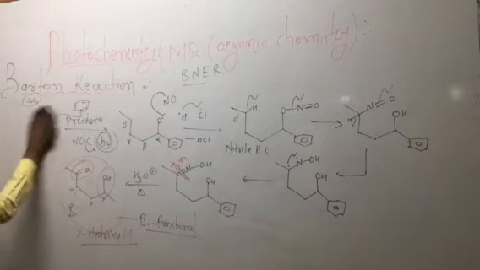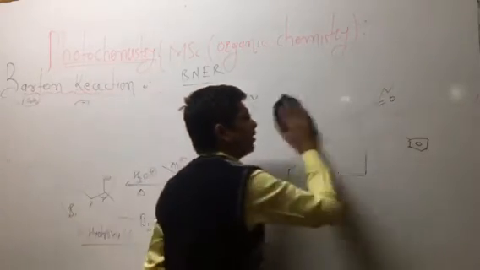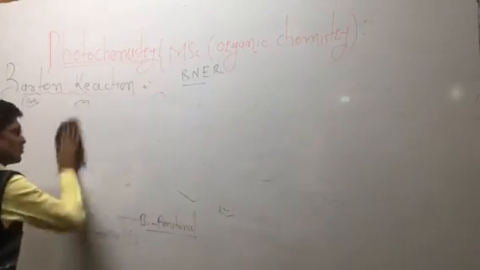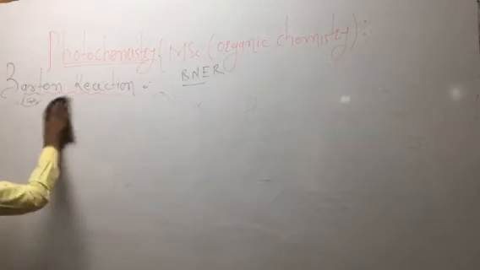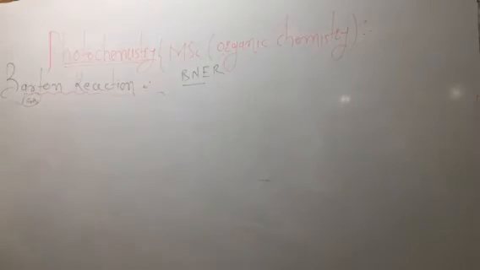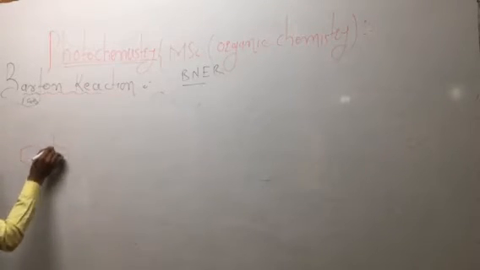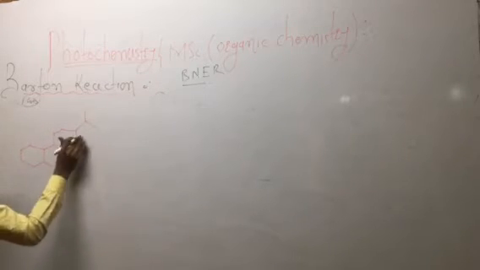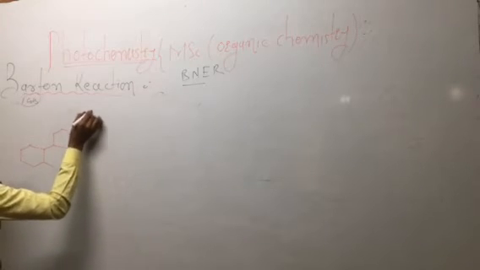Another example we will take is from steroidal types of compounds, alkaloids and steroids. Steroid compounds are, for example, progesterone, testosterone and estrogen. These are polycyclic compounds as the starting reactant molecule. For example, we will take this type of compound here, a four-membered ring compound.